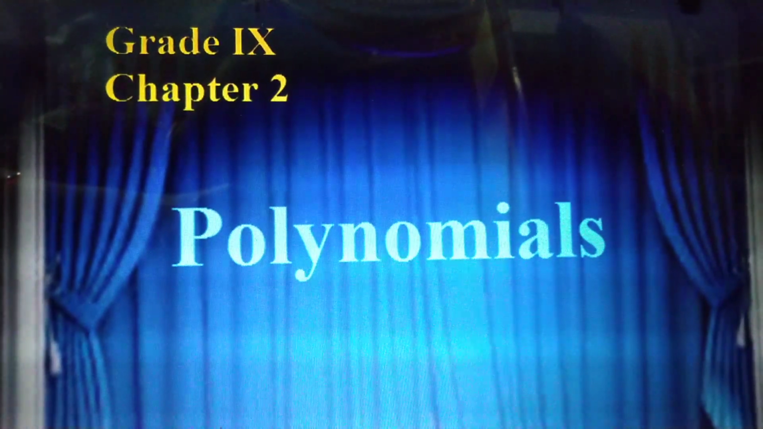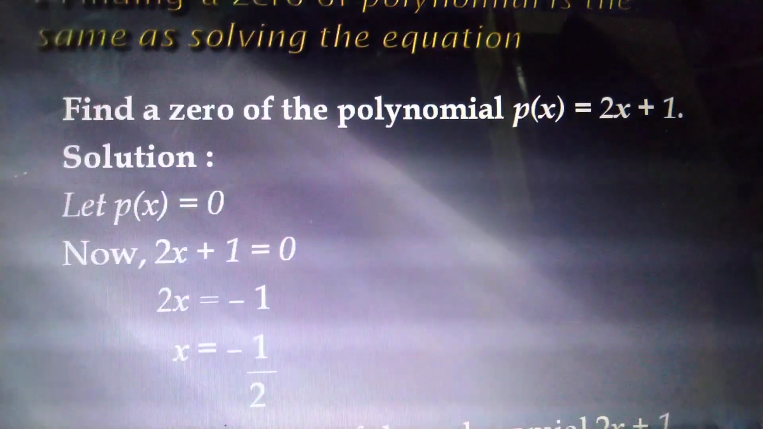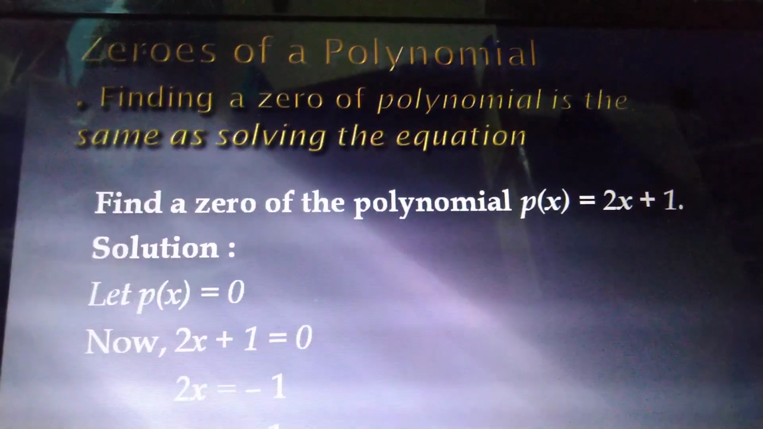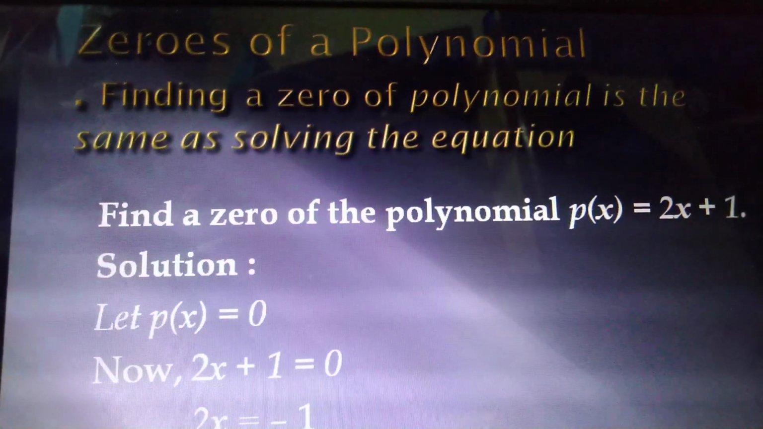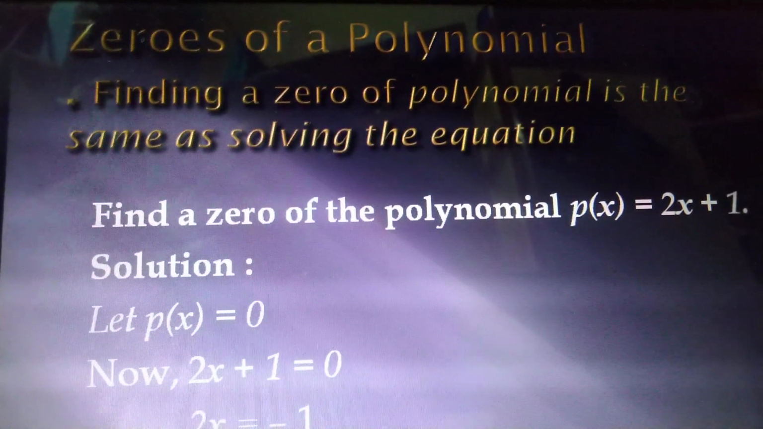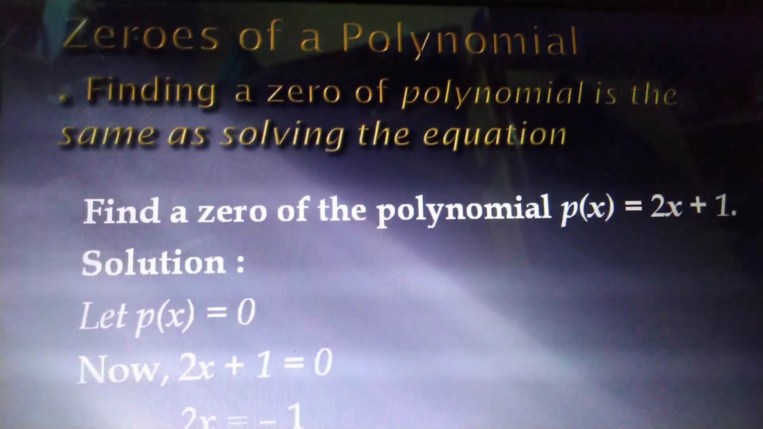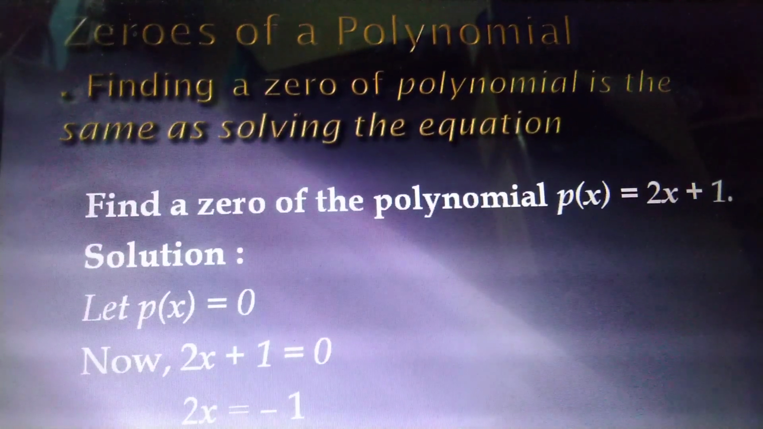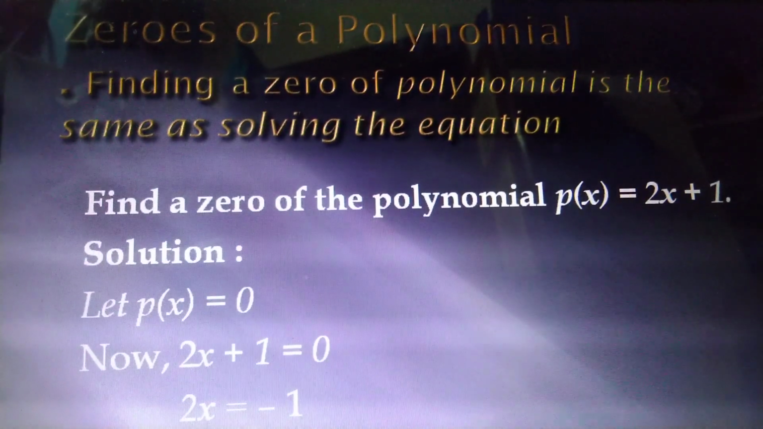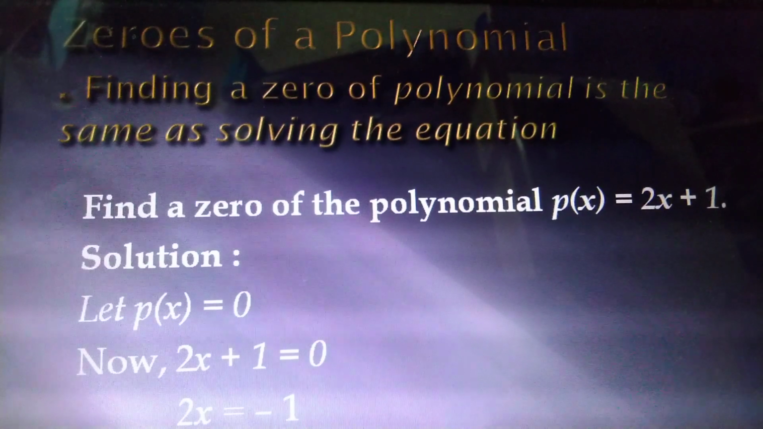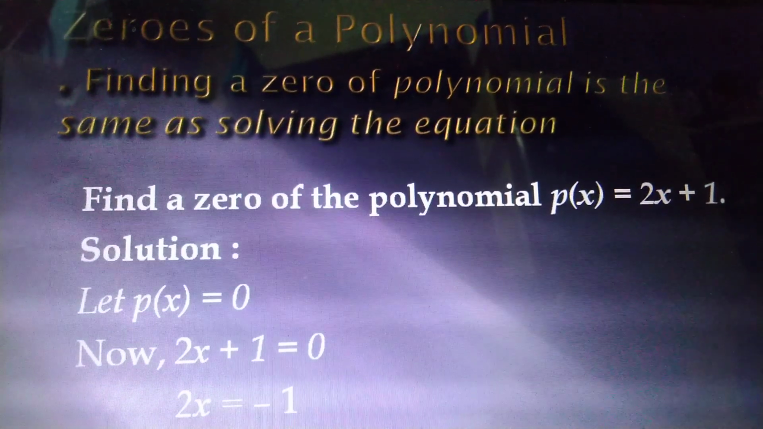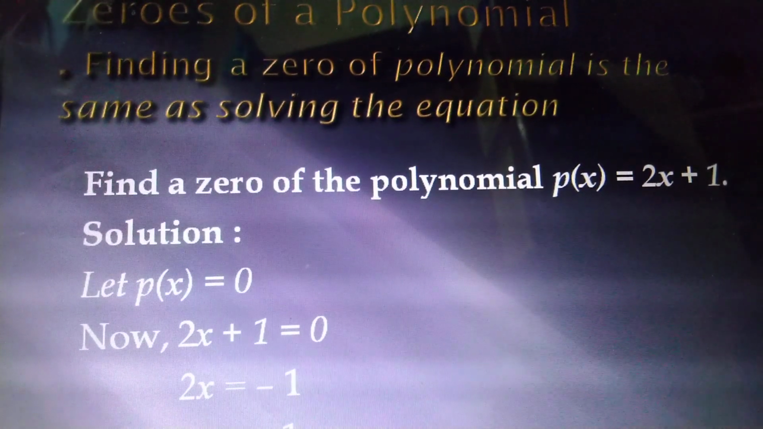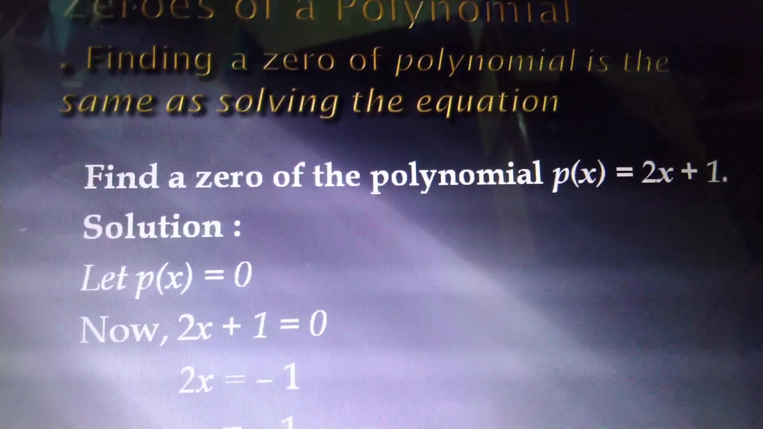Now we are going to see the new topic, zeros of a polynomial. Finding a zero of a polynomial is the same as solving the equation. It's nothing but solving the equation. Now I am going to explain with one example. Find a zero of the polynomial p of x is equal to 2x plus 1.